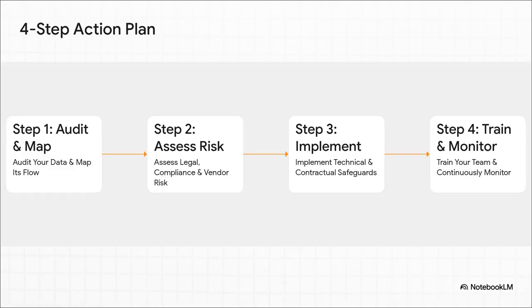Step 1, audit your data. You can't protect what you don't know you have. Map it all out. Step 2, assess your risks. Legal, compliance, vendors, the whole shebang. Step 3, implement the tools we just talked about, both the legal contracts and the technical defenses. And finally, step 4, train your team and keep monitoring. This is not a set it and forget it kind of thing.